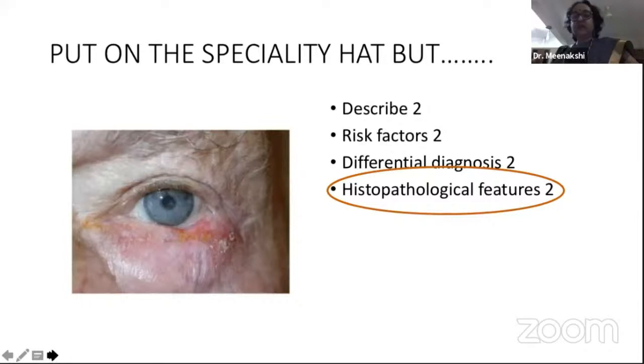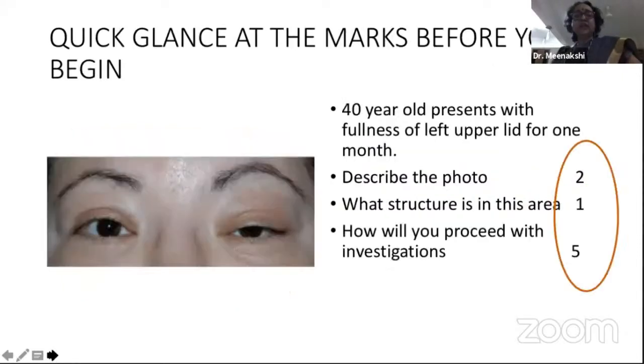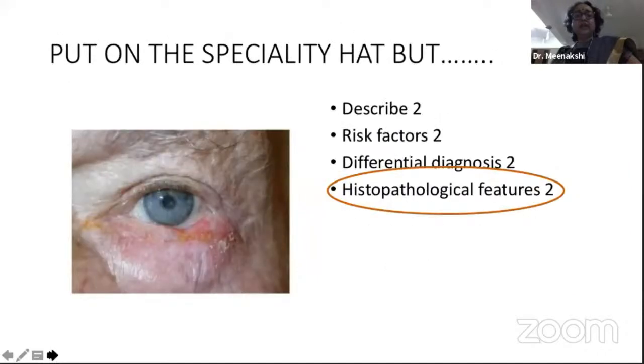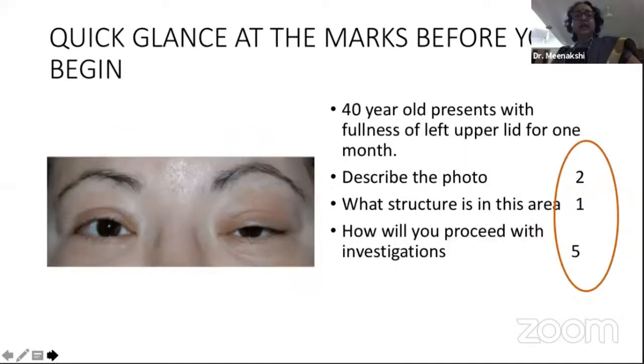Thank you. The question says describe, and then says risk factors, and then differential diagnosis, and suddenly it says histopathology. So you're going to be caught unawares. Keep an open mind. And before that, I want you to remember, first do a quick glance at the marks. Look at everything once quickly.